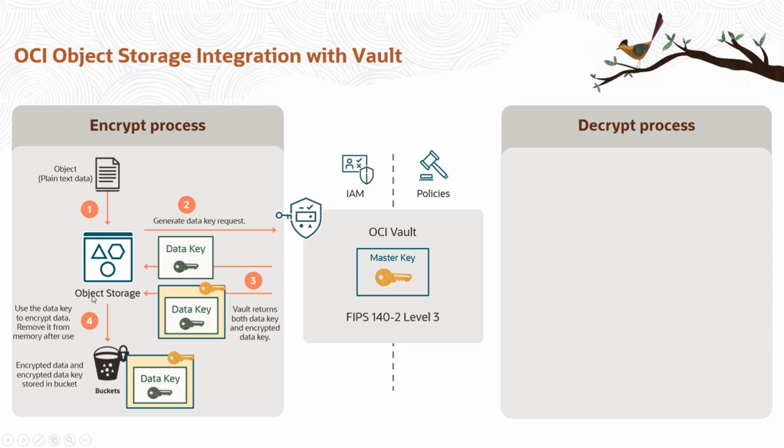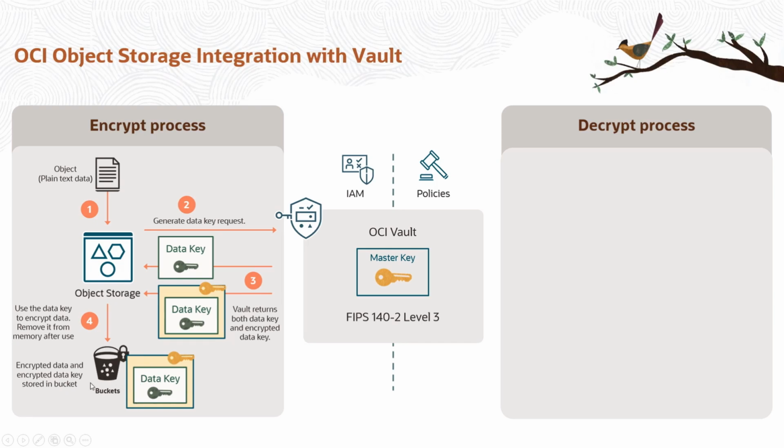So this service has no access to this plain text data key. It uses it and then it discards it. It throws that away because it should not be storing the plain text data key. And this encrypted data and the encrypted data key are stored in a bucket, right? So the data is here, which is now encrypted, and this encrypted data key are stored in a bucket.